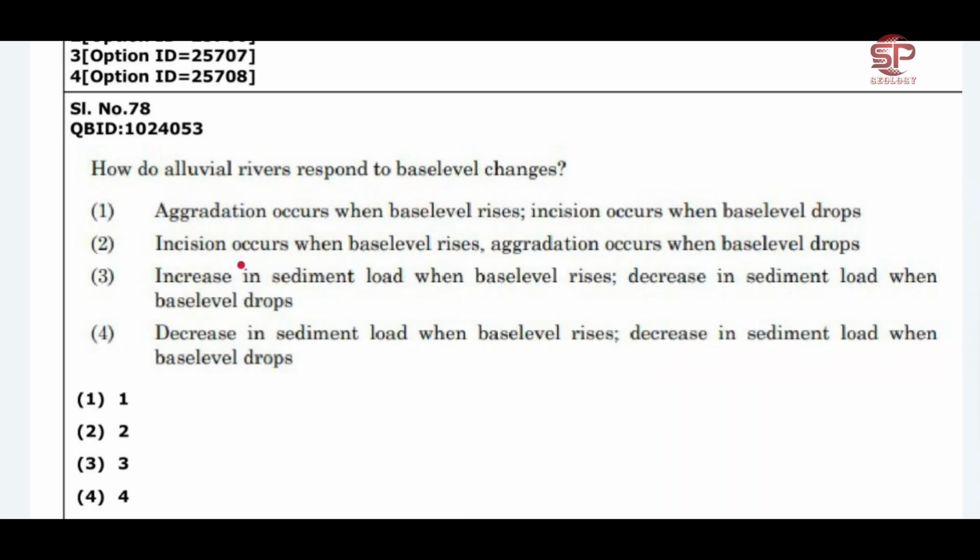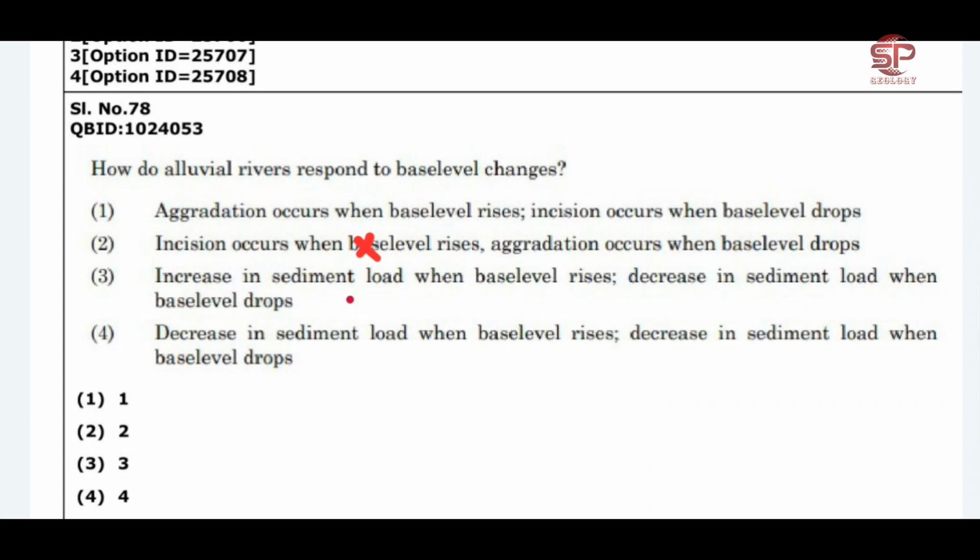Aggradation, or deposition, occurs when base level rises. When base level rises, aggradation will occur. And incision, or erosion, occurs when base level drops. When base level drops, the river will get more gradient and there will be incision. Incision occurring when base level rises would be incorrect.